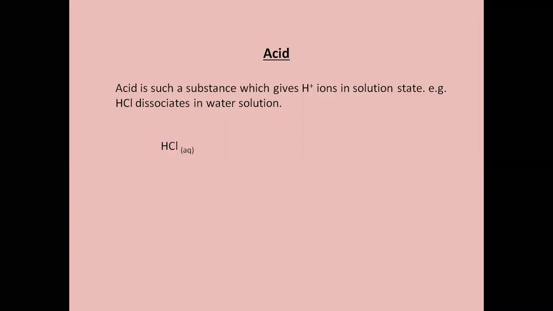AQ indicates aqueous, which means any solution which is obtained by mixing two liquids or solid and liquid. एक solid को liquid में mix करो या दो liquids को mix करो, so we get HCl, which is aqueous, which is called as hydrochloric acid. When I put it in water, it dissociates. That means it splits up into two ions. HCl is made up of H plus, which is hydrogen ions, and Cl minus, which is chloride ion.